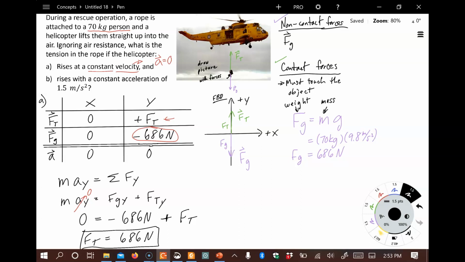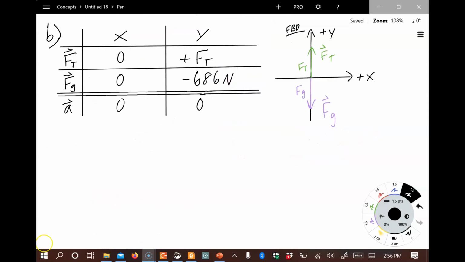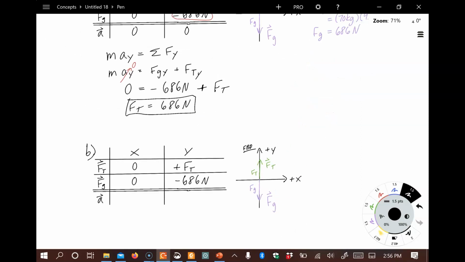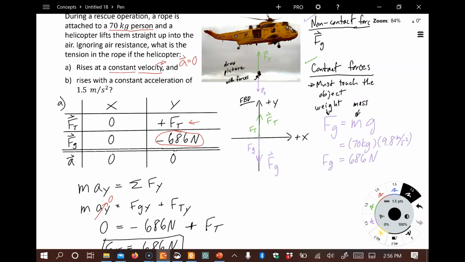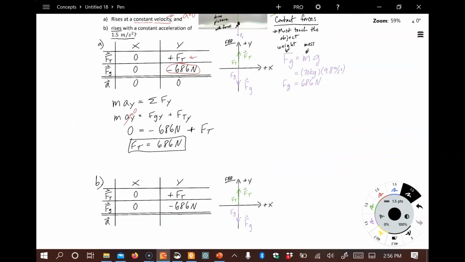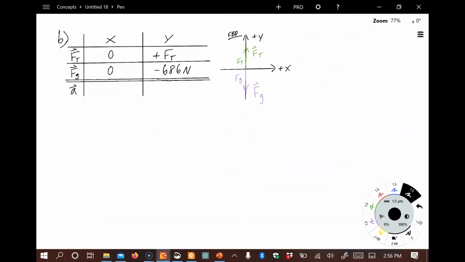Let's see what this looks like for part B, okay? So I've set this up again for part B, but now we have a different acceleration. It's no longer 0, so we can erase these. And we're actually told, if you read the problem up here, that the acceleration is a constant 1.5 meters per second squared, rising, which means upwards, right? How should we modify this picture here?